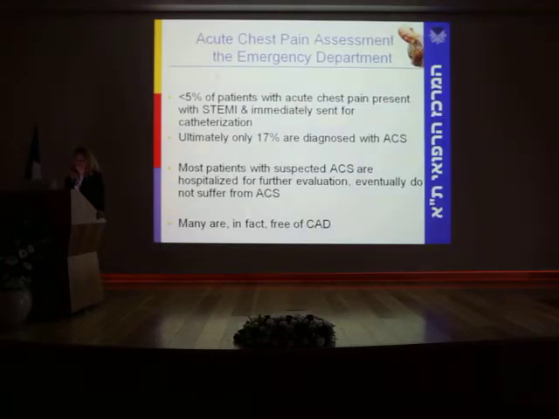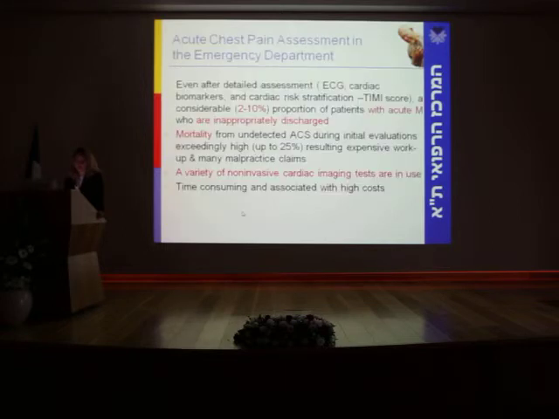You should also know that less than 5% of patients presenting to the ER with acute chest pain actually have ST elevation MI, and these are immediately sent, of course, for catheterization. And only 70% of the patients presenting to the ER with acute chest pain will be diagnosed with acute coronary syndrome. Thus, most patients with suspected acute coronary syndrome are hospitalized for further evaluation, and eventually they do not suffer from acute coronary syndrome, and many of them are in fact free of coronary artery disease.